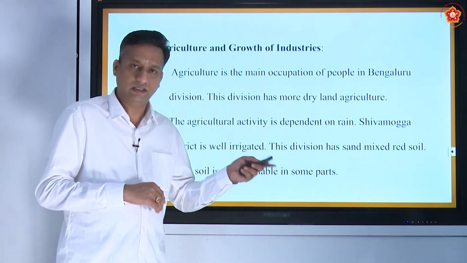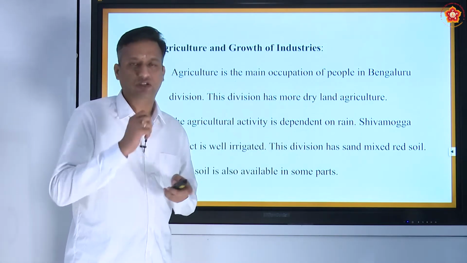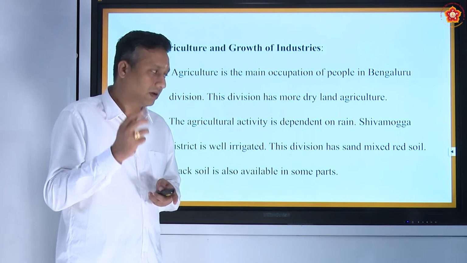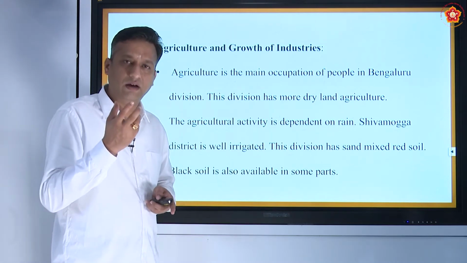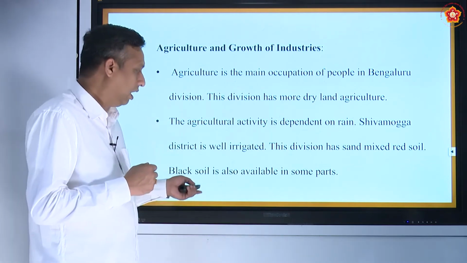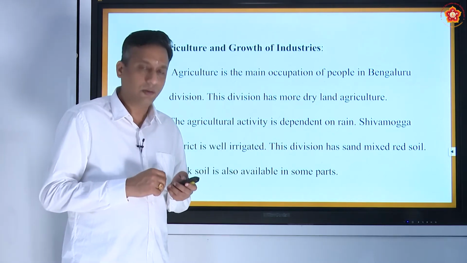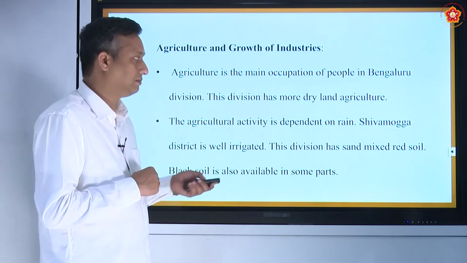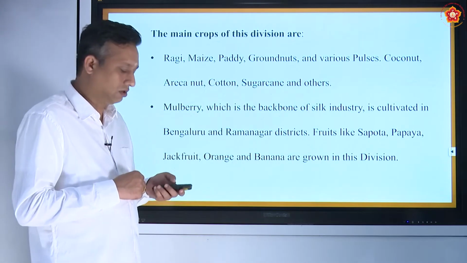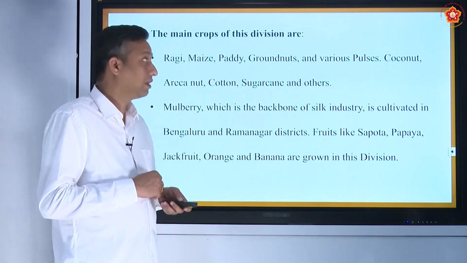This Bengaluru division has sand-mixed red soil. Red means the iron content is more. Black soil is also available in some parts of this Bengaluru division. Black soil is famous for the growth of cotton. Karinadu is the black soil.